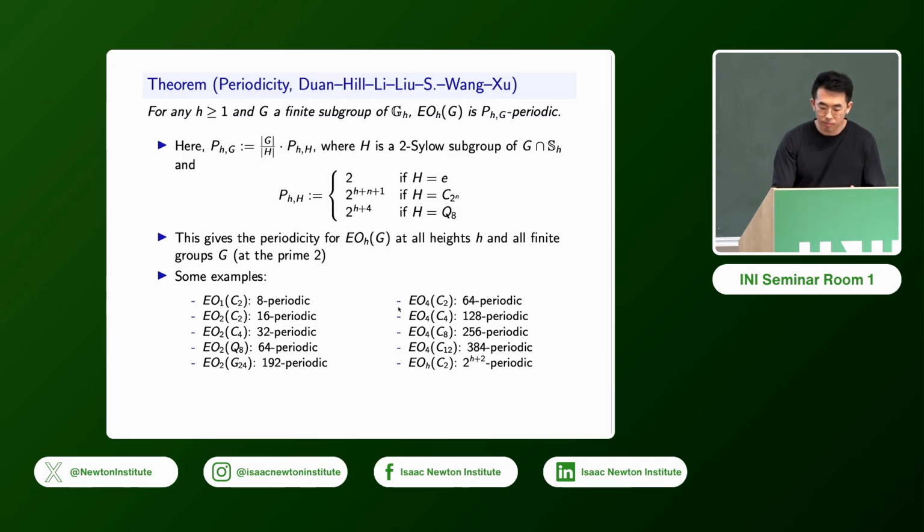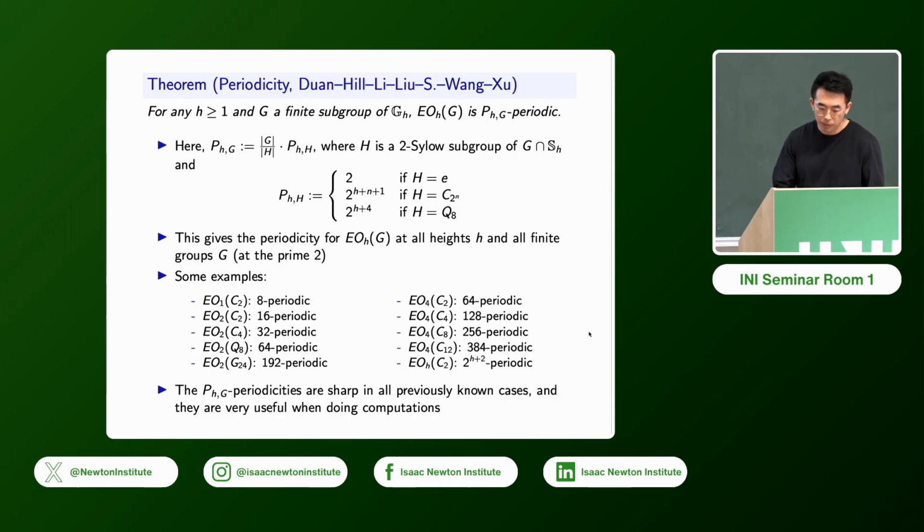And at height 4, I can plug in also different groups. I get 64, 128, 256, 384 periodic. And also, if I just let my group be C2, and I let the height be any height, then I get EOHC2 is 2 to the H plus 2 periodic. So these are some examples. Okay? And these are actually the known computations by explicit computations.